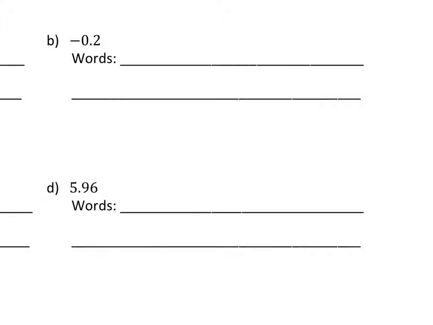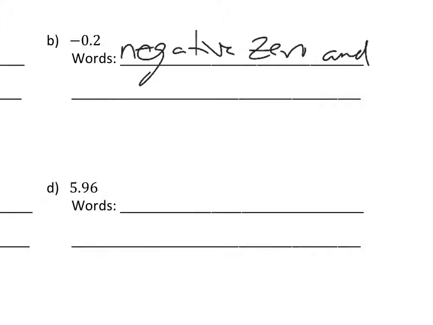Letter B, negative 0 and 2. What place value is the 2? The tenths. So the decimal would be 0.2 is the same as 2/10.